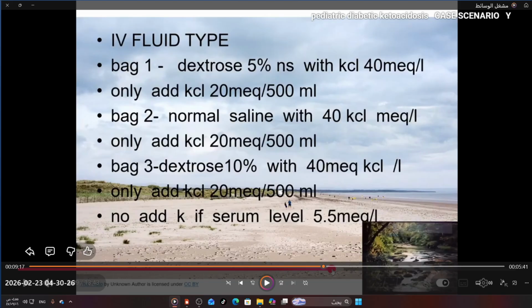So when we prepare fluid, we will prepare 3 bags. One bag containing 5% dextrose, second bag normal saline, no dextrose, third bag dextrose 10%. And add potassium to each bag, add potassium 40 milligram KCl. Yes, exactly. But if the potassium is high, 5.5, we cannot add potassium.